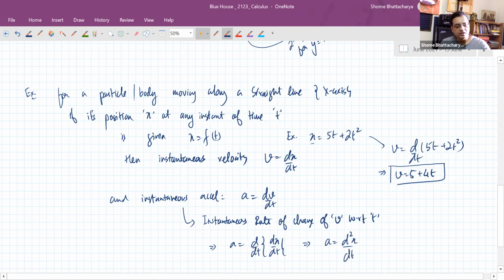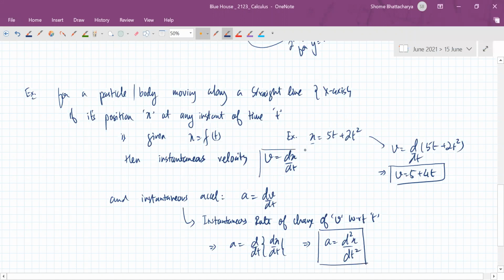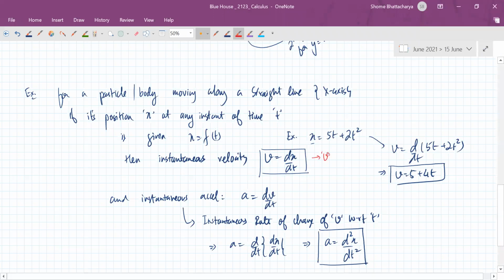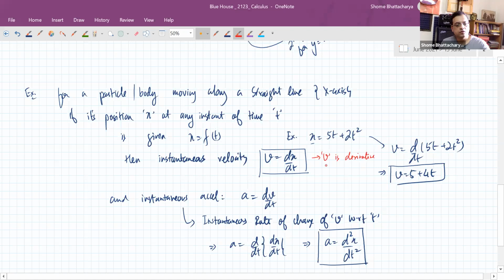So that is one example where you can directly see the physical significance of the operation of the second derivative. Just as we say that velocity is the derivative of position with respect to time, v is the derivative of x with respect to t, here acceleration becomes the second derivative of position with respect to time. This is the same thing as the derivative of v with respect to t.